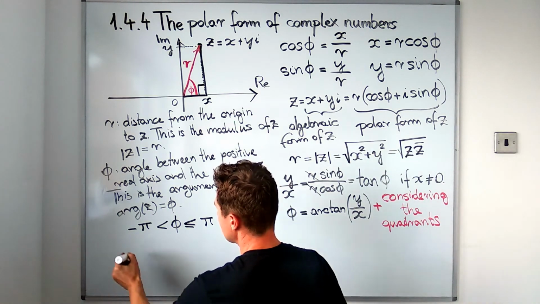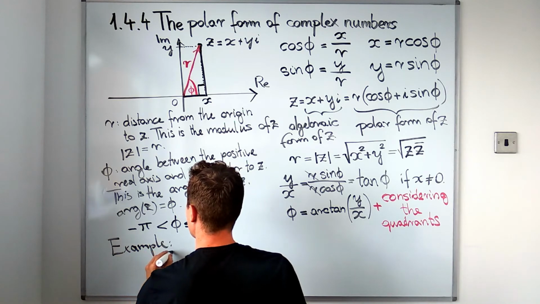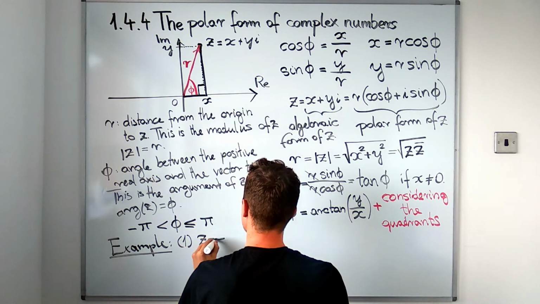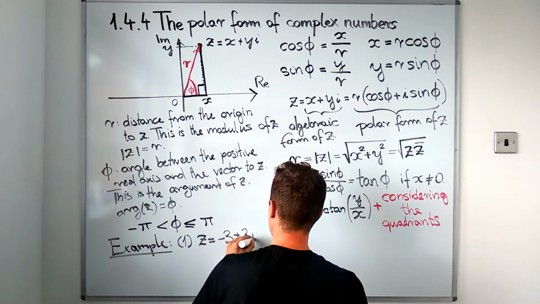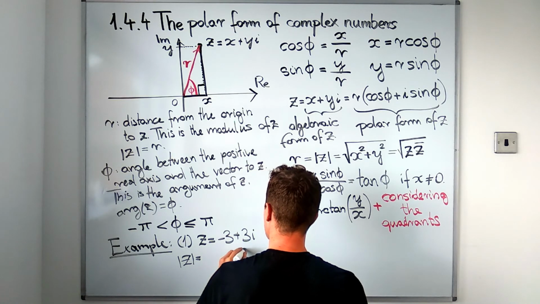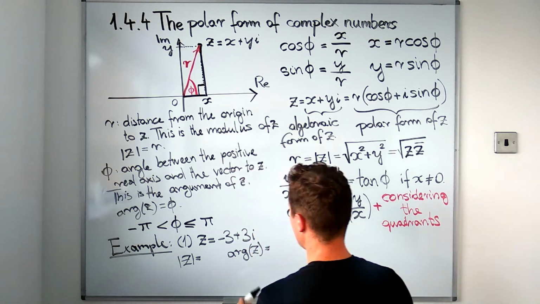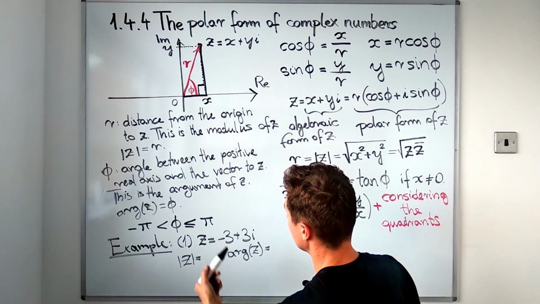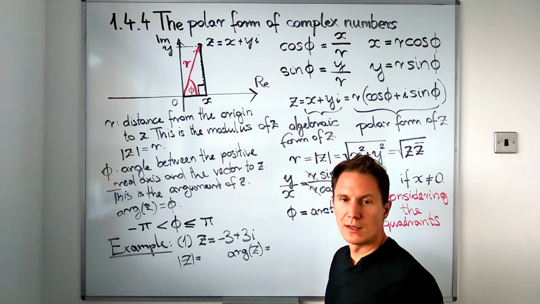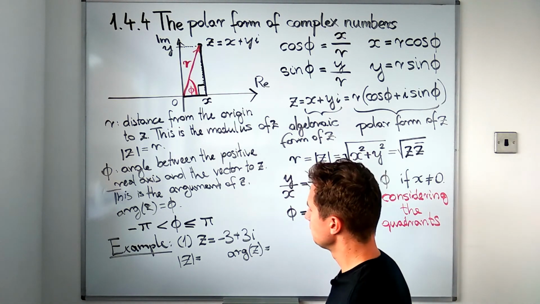So the first example: I want you to consider the number z equals minus 3 plus 3i, and I want you to find the modulus and the argument of this number, so the distance from the origin and the angle between the positive real axis and the vector drawn to this point. I want you to pause the video and input your answers below in the boxes.